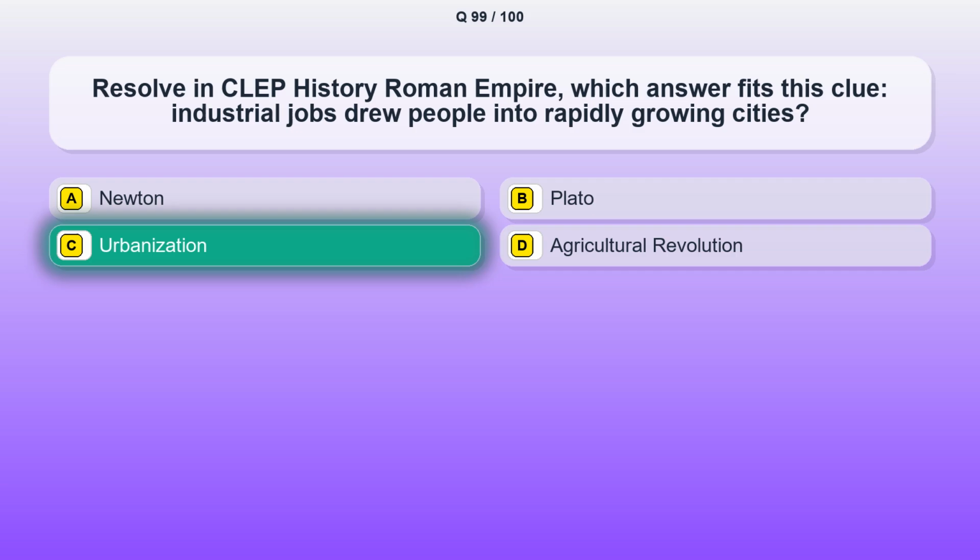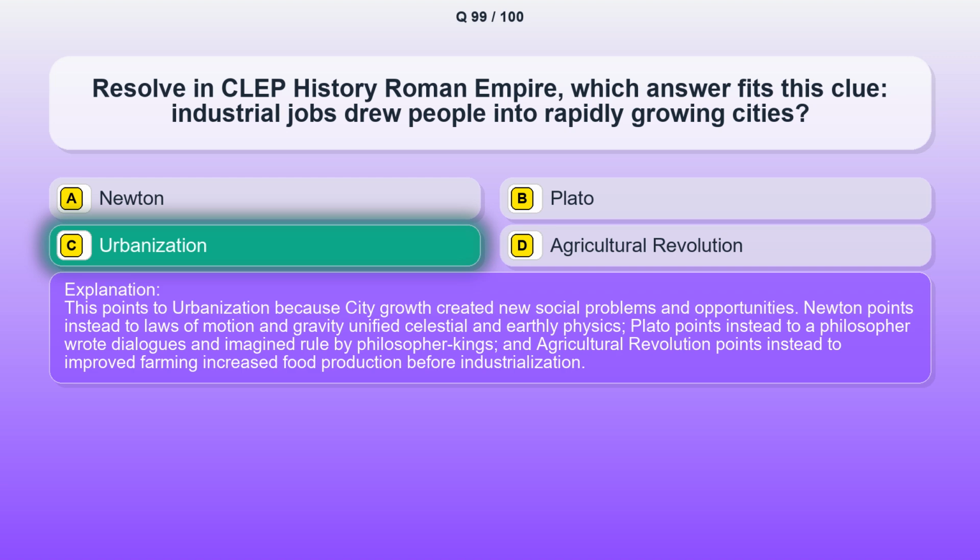The correct answer is option C, urbanization. This points to urbanization because city growth created new social problems and opportunities. Newton points instead to laws of motion and gravity unified celestial and earthly physics. Plato points instead to a philosopher wrote dialogues and imagined rule by philosopher kings. And agricultural revolution points instead to improved farming increased food production before industrialization.